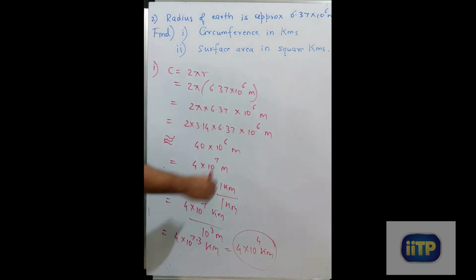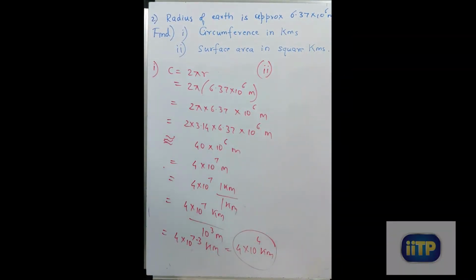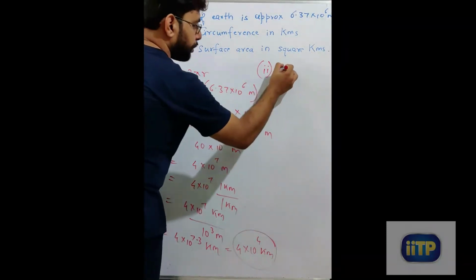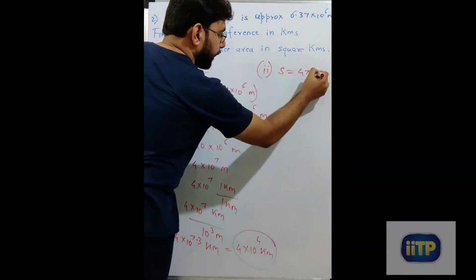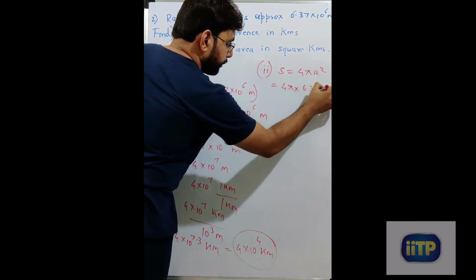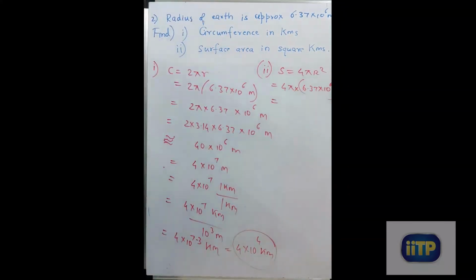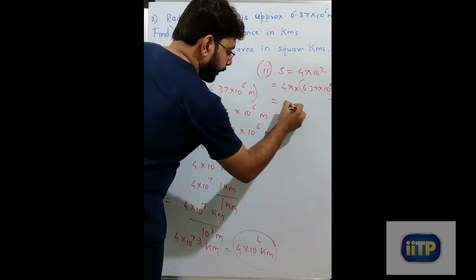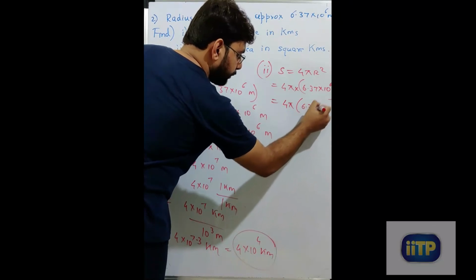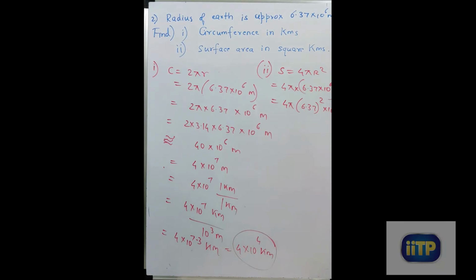Second, surface area. How to find the surface area? Surface area in square kilometers. What is the surface area of a sphere? It is 4 pi r square. It will be 4 pi into r, 6.37 into 10 raised to 6 meter, whole bracket square. Solve this. You will get 4 pi into 6.37 whole bracket square into 10 raised to 12 meters. Right?